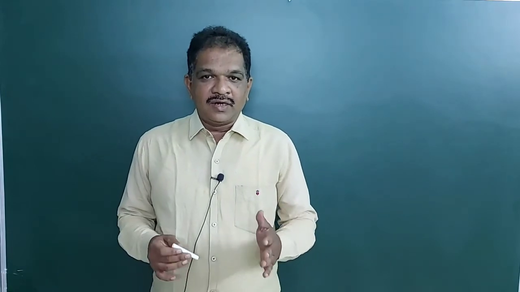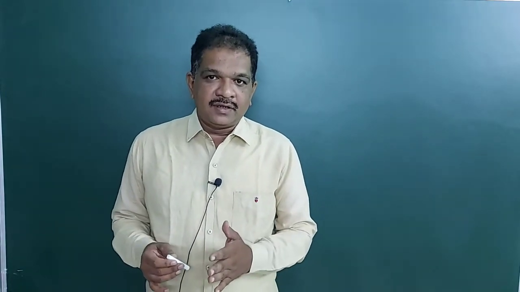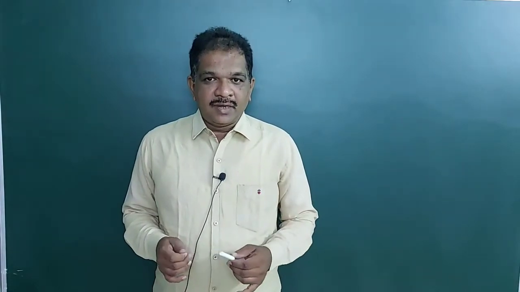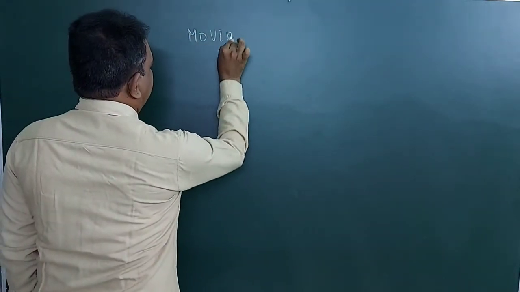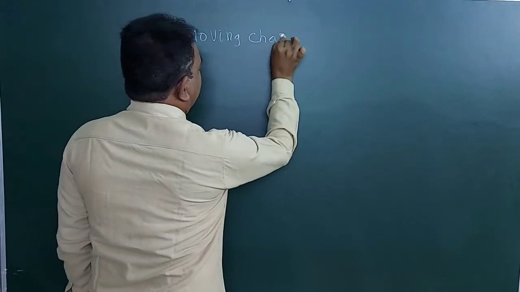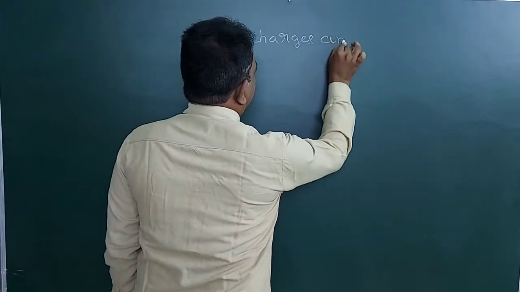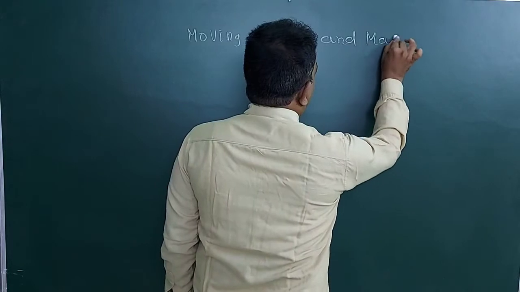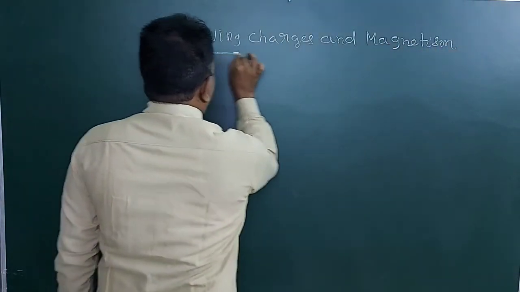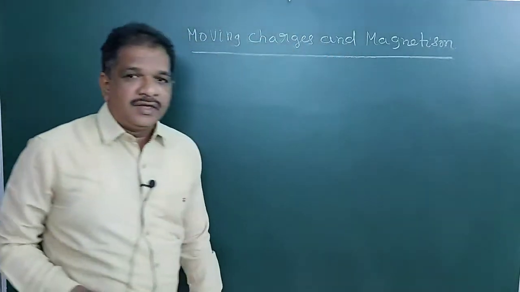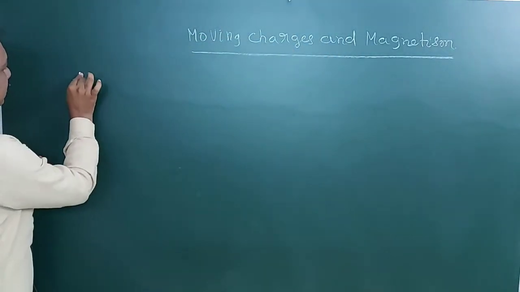Good morning, students. We'll discuss the synopsis of moving charges and magnetism. What are the important formulas in moving charges and magnetism? We will discuss them one by one. The name of the chapter is moving charges and magnetism. In this chapter, first we will get Biot-Savart's law.